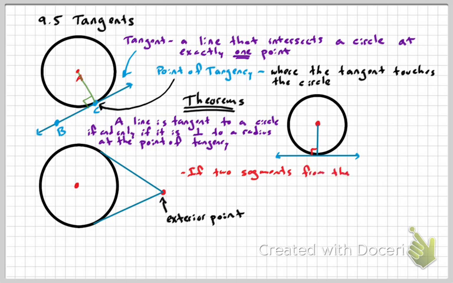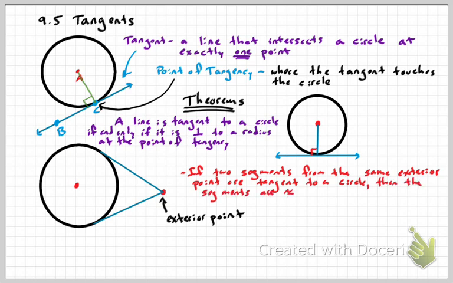If two segments from the same exterior point are tangent to a circle, then the segments are congruent, right? So if this tangent and this tangent are both drawn from the same exterior point, then those tangents are congruent.